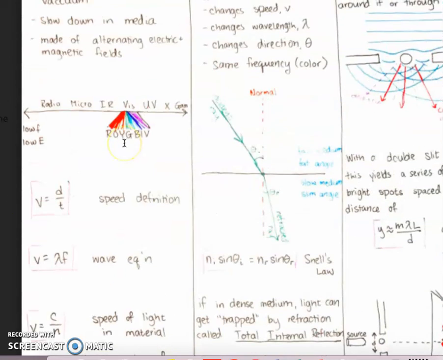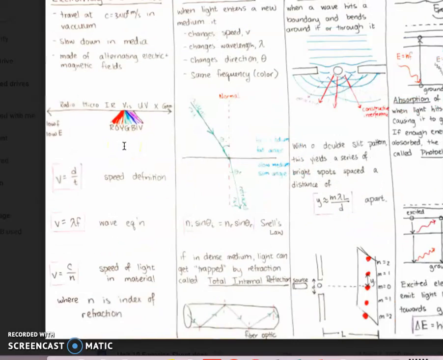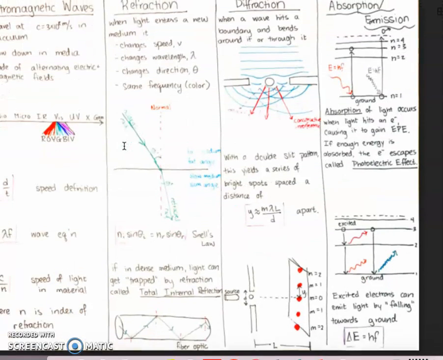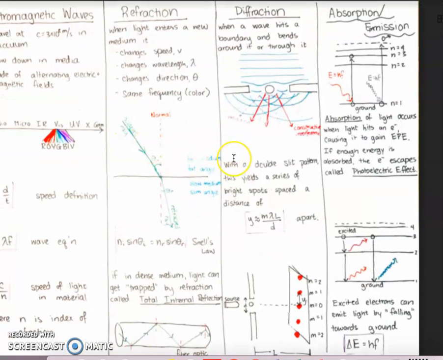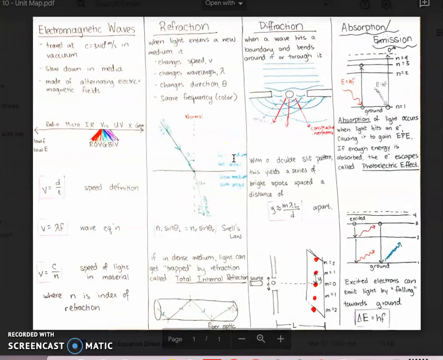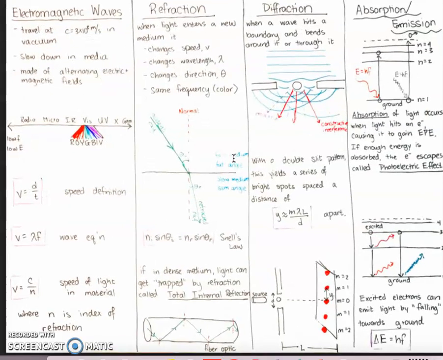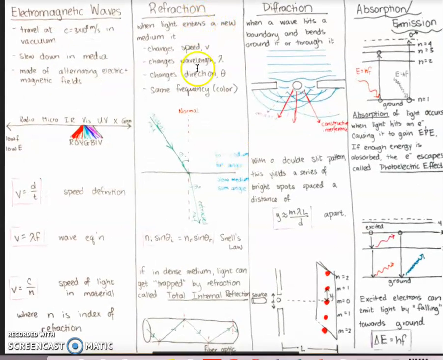So all our electromagnetic waves share all of those properties. But for the middle part of the unit, we're actually dealing with wave behaviors that are true for all waves. So refraction, reflection, diffraction, and interference actually can be done with any sort of wave. It's just easier to observe with light.